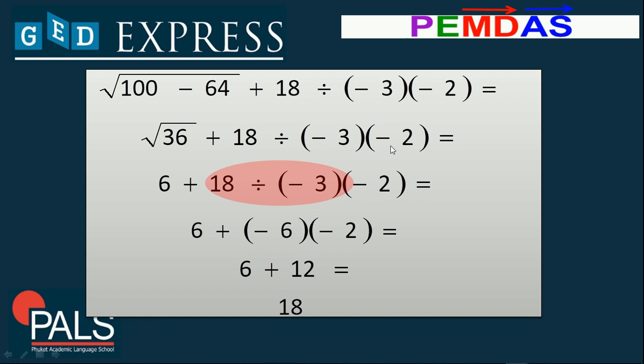And then after that, you prioritize the one which is in parentheses. But you need to consider first this one which is division. So that will give you 18 divided by negative 3, that will give you negative 6. Negative 6 multiplied with negative 2 will give you positive 12. So 6 plus 12 will give you 18.